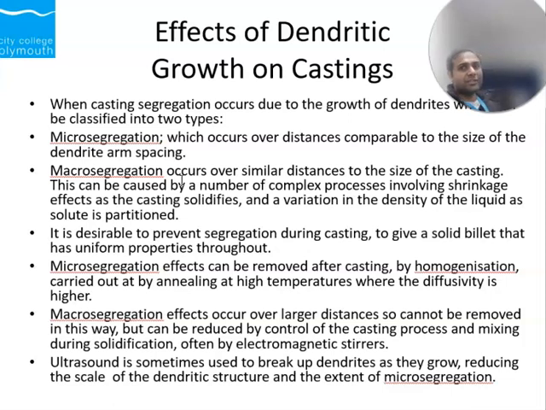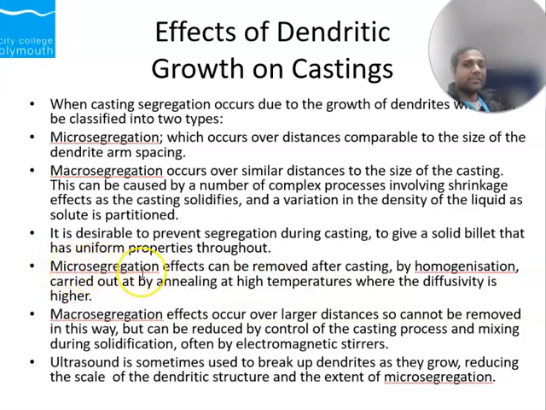Now, with microsegregation, there are a lot of complications. One of them is the shrinkage effect as the casting solidifies. It also changes the density over the whole casting. We do not want segregation. We want uniform properties. So how do we do that? There's a segregation and there's an anti-segregation process. I will explain that one. It's known as homogenization. I will discuss what homogenization is in detail.